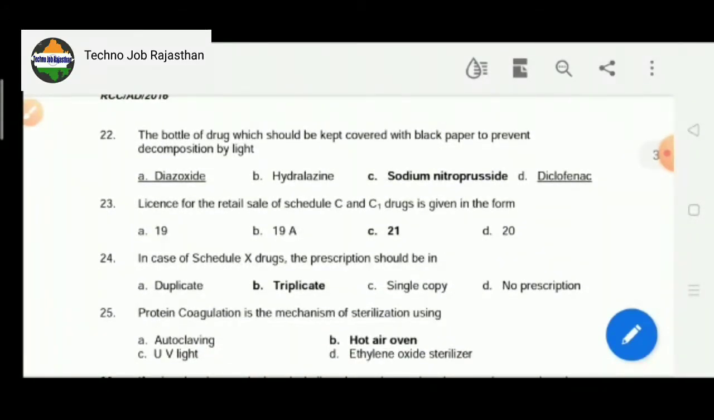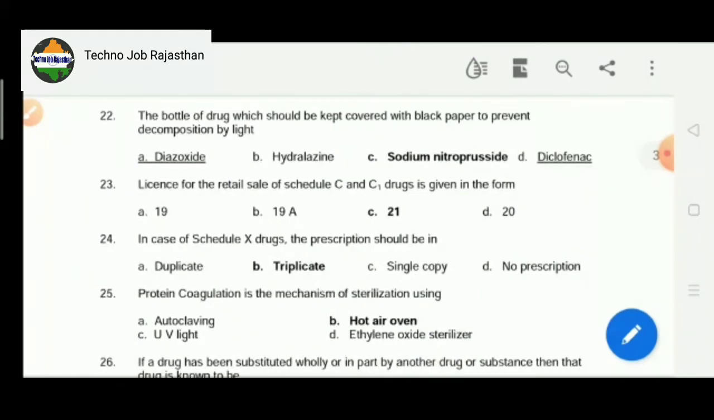Question number 22. The bottle of drug which should be kept covered with black paper to prevent decomposition by light. Option A is diazoxide, option B is hydralazine, option C is sodium nitroprusside, option D is diclofenac. So the correct answer is option C, that is sodium nitroprusside.